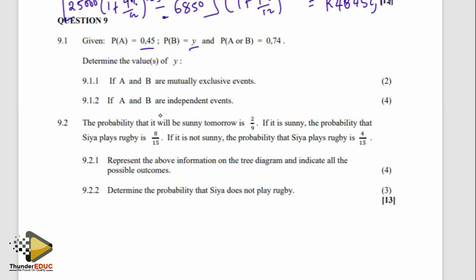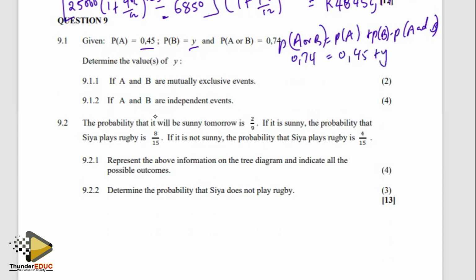All right. Question number 9, which is the probability. They are telling us that if probability of A is this, probability of B is that, A or B is this, can we get the value of Y if A and B are mutually exclusive? We know that A or B is the probability of A plus the probability of B minus the probability of A and B. So if events are mutually exclusive, which means the intersection is 0, 0.74 is equal to 0.45 plus Y. Transpose that: 0.74 minus 0.45 gives me 0.29.